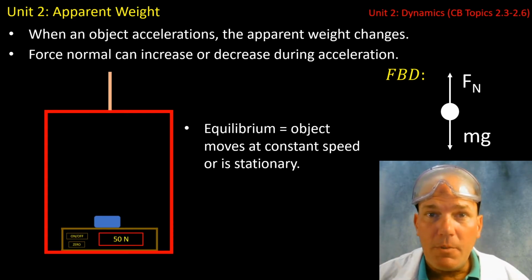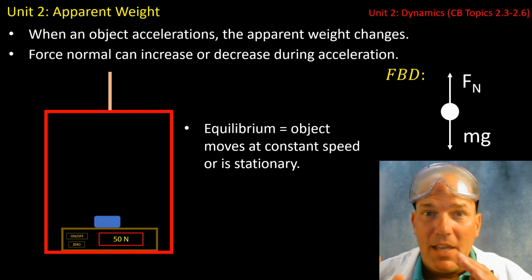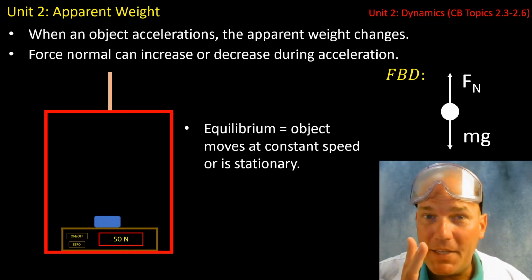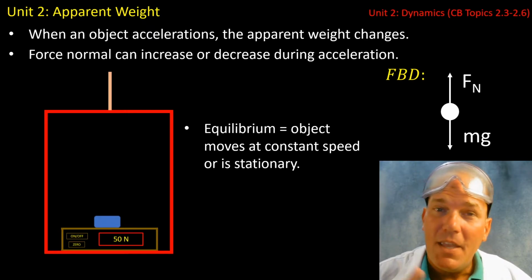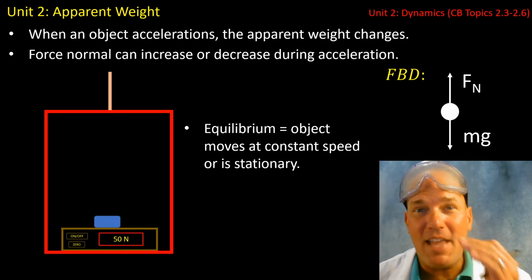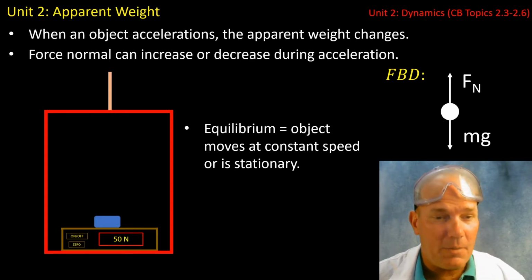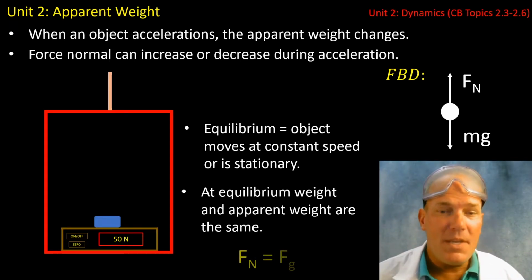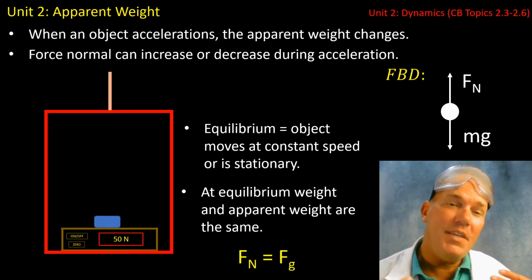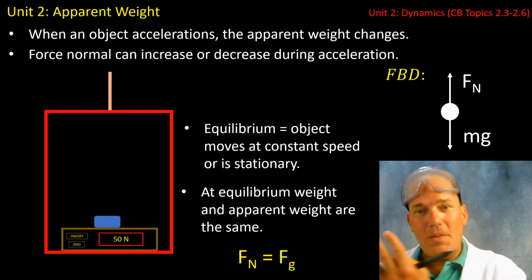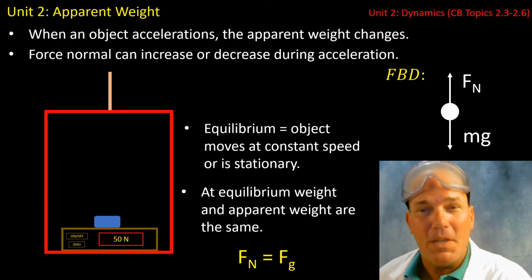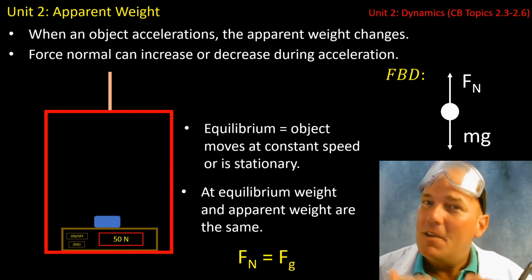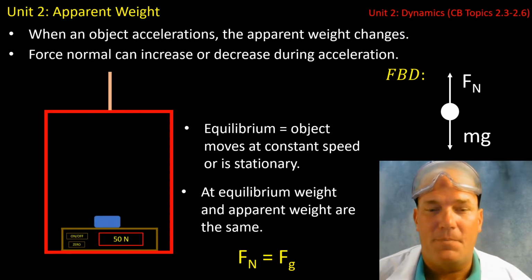So equilibrium is defined as a situation in which an object is either at rest or moving at a constant speed. In other words, the object is not accelerating. So this object is in equilibrium here. At equilibrium, the apparent weight is equal to the force normal. And we show that, and you see the free body diagram. We've looked at that many times now.